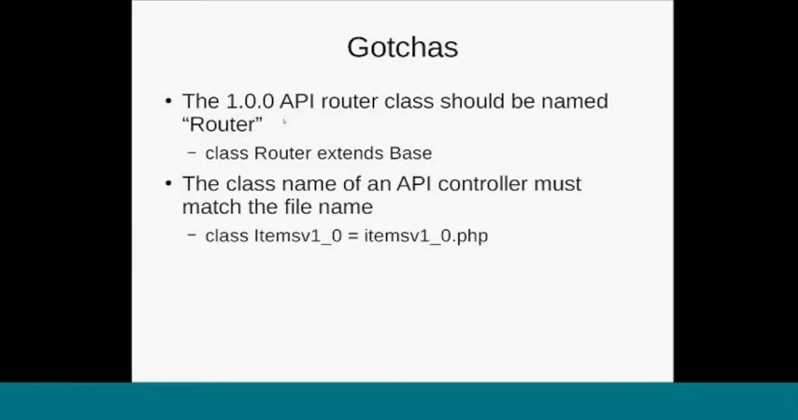And the other thing is that the class name of an API controller has to match the file name. So I talked about this earlier, but it's just a good reminder because it's easy to forget these details. So if you have an items controller and it's the version 1 items controller, your class will be ItemsV1_0, and the file name should be ItemsV1_0.php.